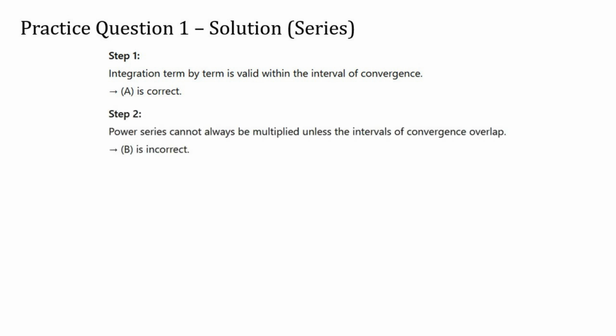Second, we evaluate the claim that two power series can always be multiplied together. This turns out to be false in general. Even though multiplication of power series is possible, it only works correctly when the intervals of convergence for both series overlap. If the intervals don't intersect, we can't guarantee the product will converge. So statement B is incorrect.